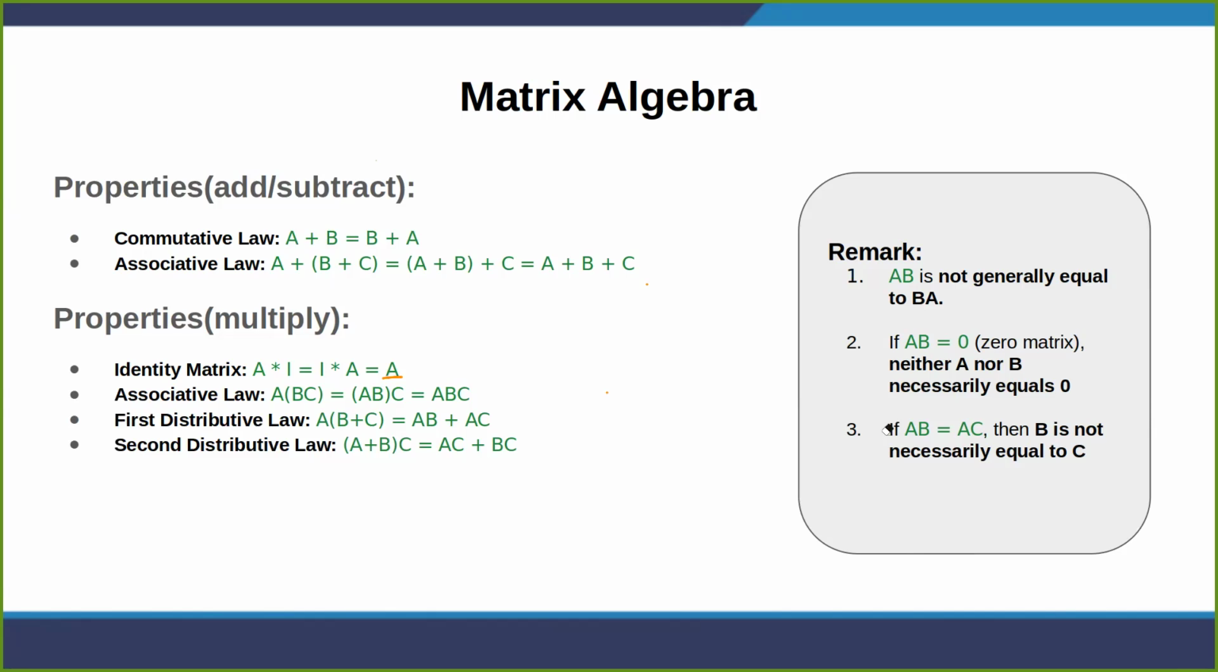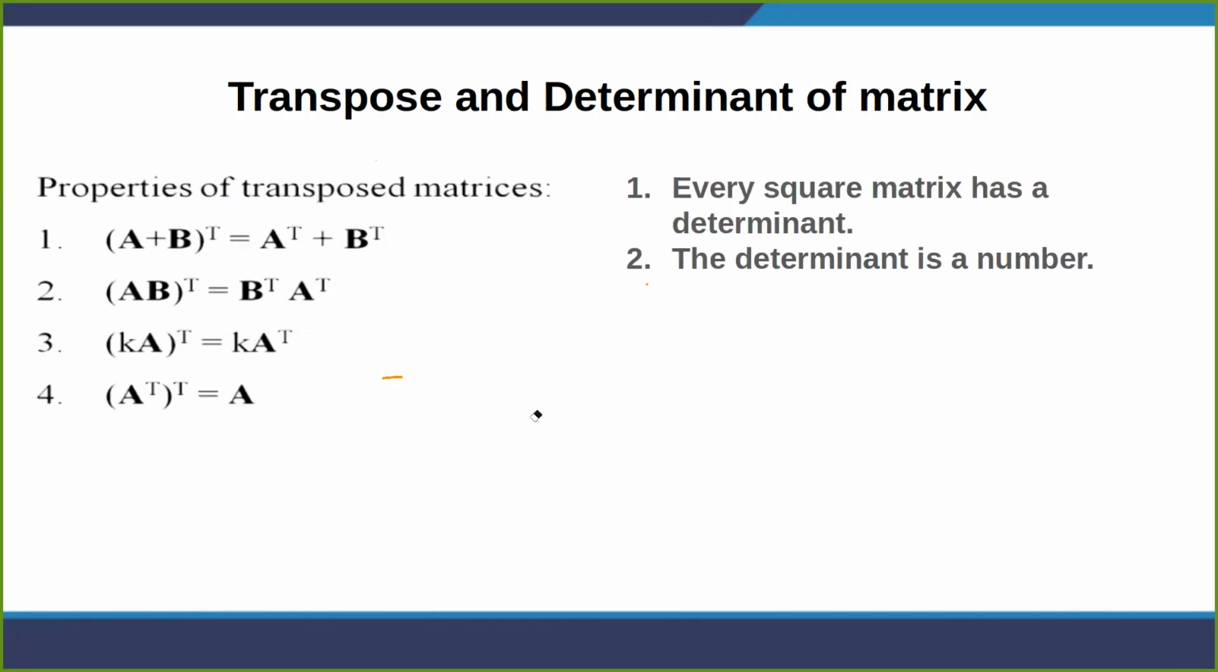Okay, and then third, if AB equals AC, then B is not necessarily equal to C. This is not like the normal case, where if there is 5 into 3 and 3 into 5, you can just say both are equal, that you can cancel. Because matrix multiplication works differently, as you can see from the earlier cases also. Okay, then let's do the next, transpose and determinant.